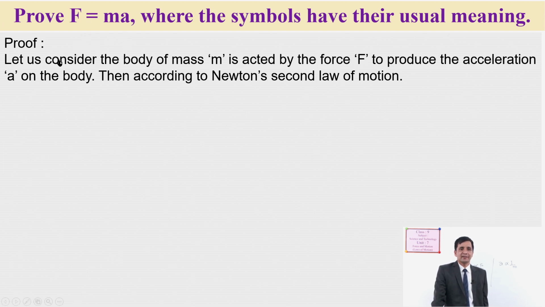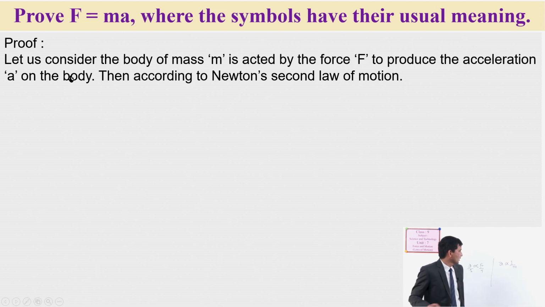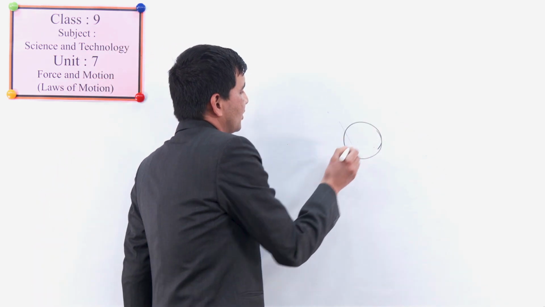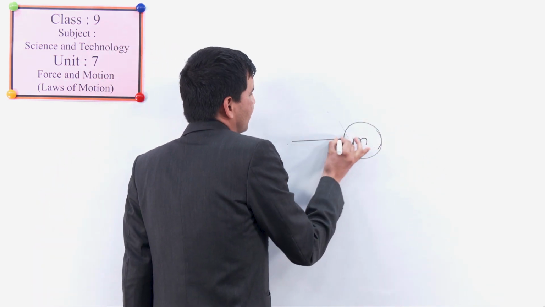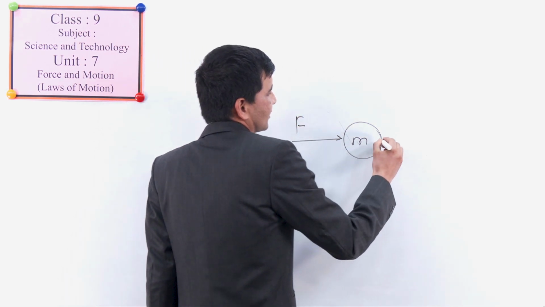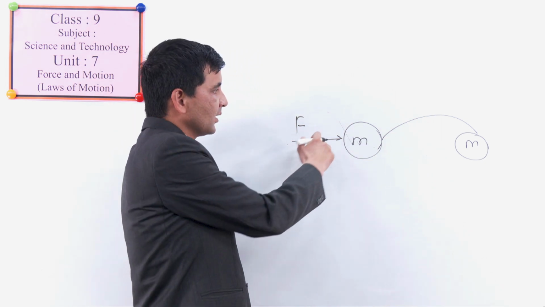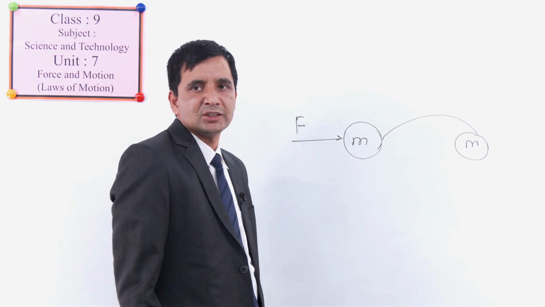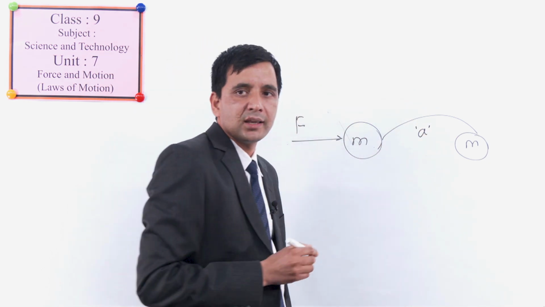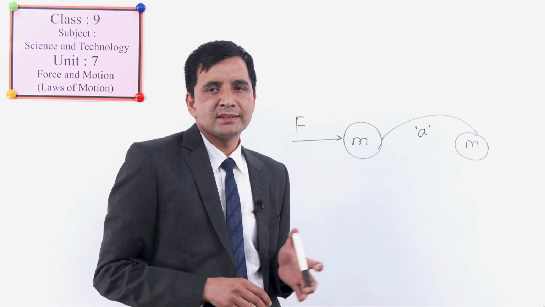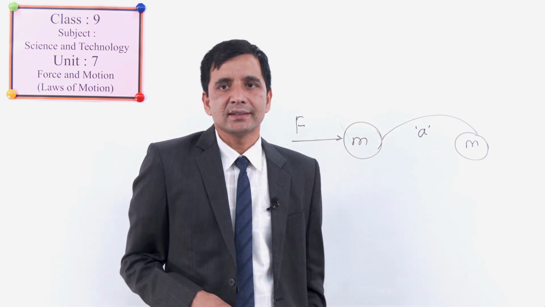At first we should define. Let us consider the body of mass m is acted on by the force F to produce an acceleration a on the body. It means that we have one body whose mass is m, and it is acted on by force F. When the force acts on the body, the body is displaced in the direction of the force. Due to the displacement of the body in the direction of force, some acceleration is produced in it, which is denoted by a. And in this derivation, we are going to find the relationship between force, mass, and acceleration produced on it.